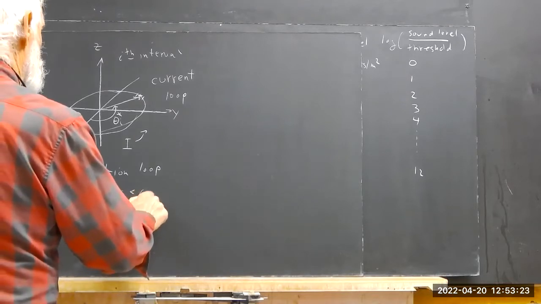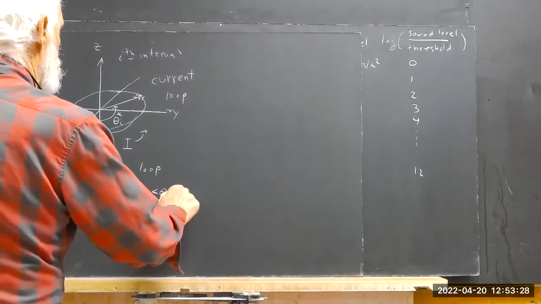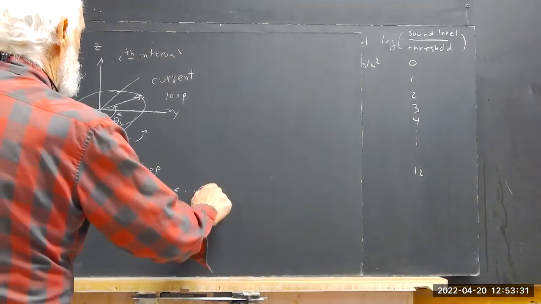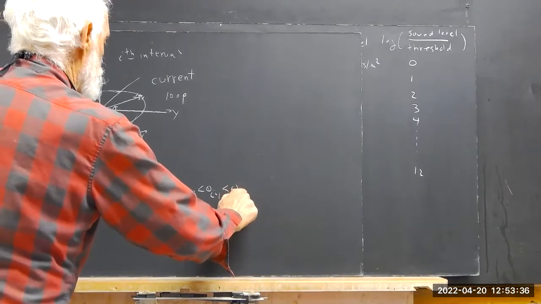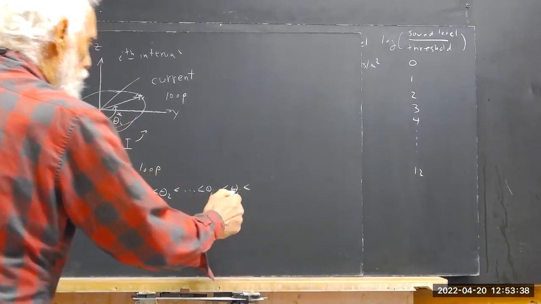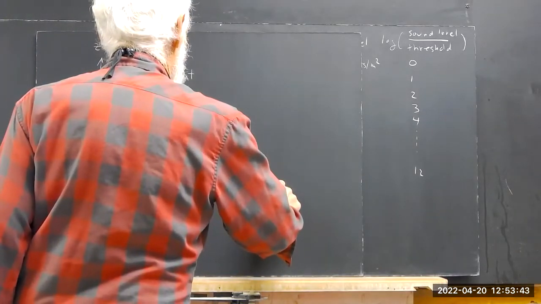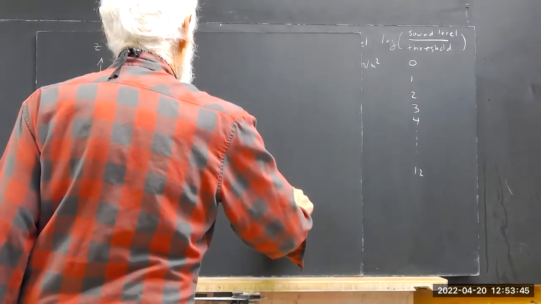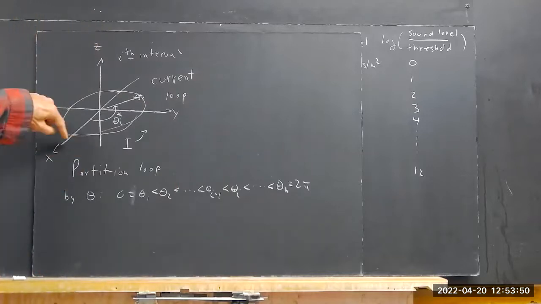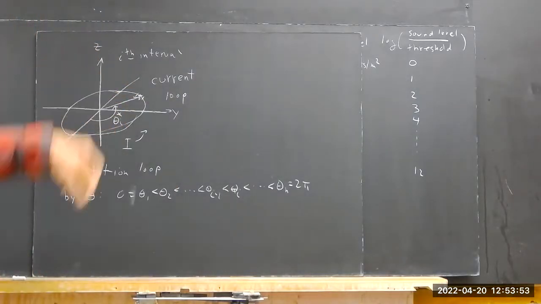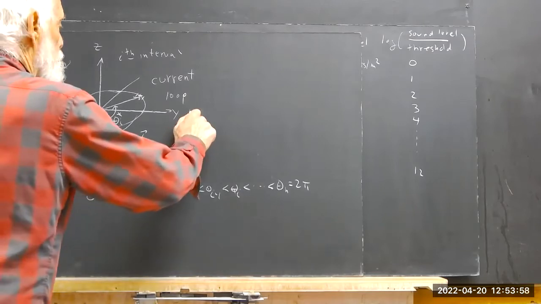We're going to have 0 equals theta 1, less than theta 2, less than dot, dot, dot, less than theta I minus 1, less than theta I, less than, and so forth, less than theta sub n equals 2 pi. Because of course, 0 to 2 pi gets us the whole loop. Okay, let's say radius a, with current I.